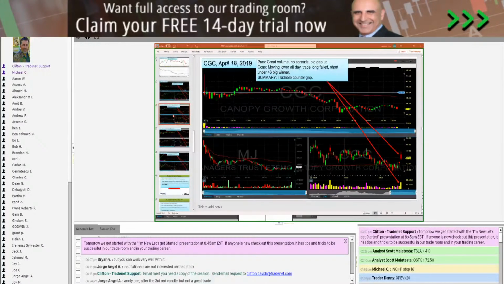In this case, CGC. We don't trade CGC anymore, but at the beginning of April 2019, the stock was nearly $50. You can see that in this case, the stock gaps up and then turns out to be a loser, selling off. And the only trade short was pretty much the reversal under 46 short.